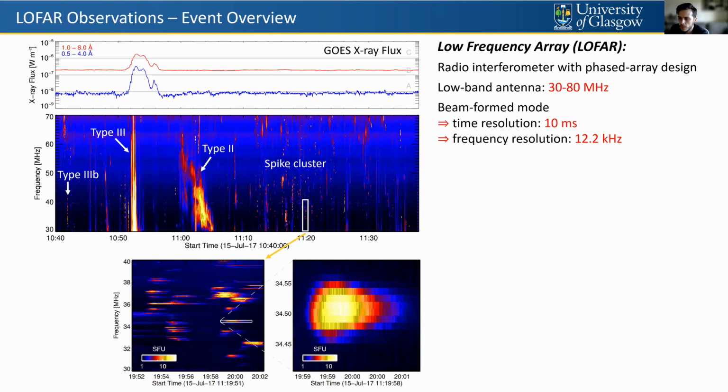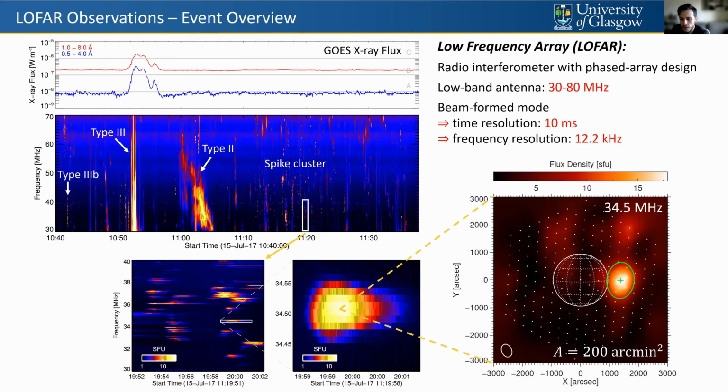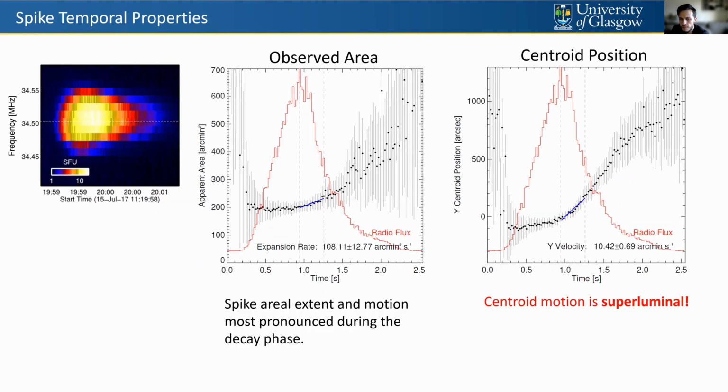And here we have a single well-resolved spike where every pixel can be used to generate a radio image such as this one. And here we fit the main lobe of the emission with an elliptical Gaussian and use the centroid position of that to track the motion of the source in the plane of sky across fixed frequencies. So as you can see, the spikes show areal expansion and centroid motion during the decay phase.